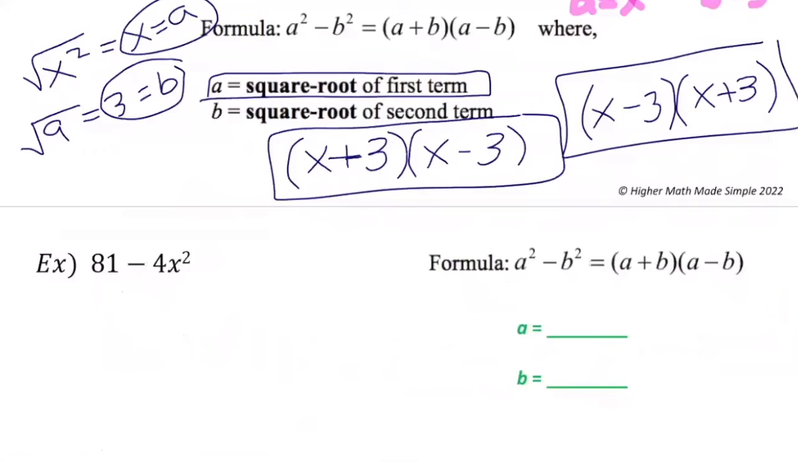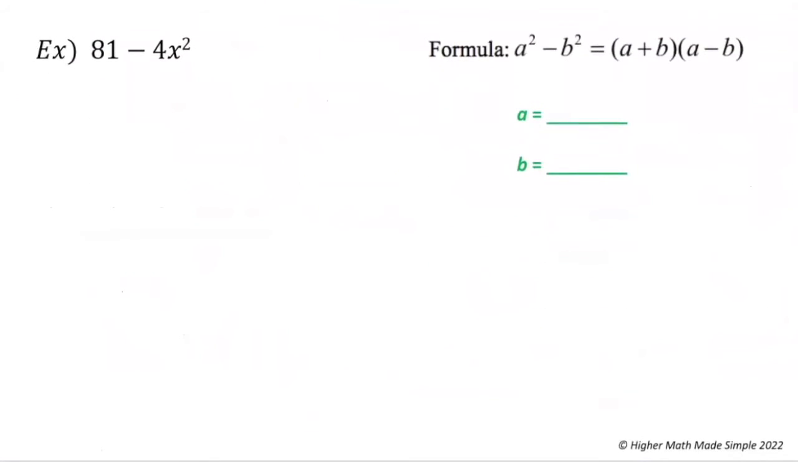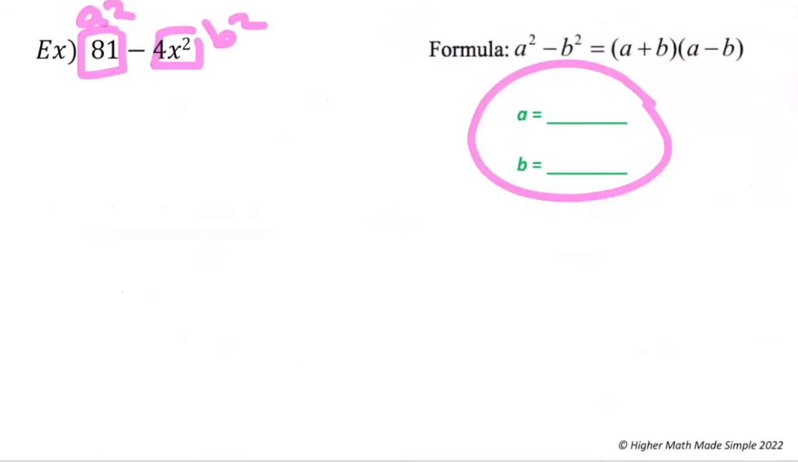So let's go ahead and do a little harder example. We have 81 minus 4x squared. First of all, you need to recognize that this is a difference because you have a subtraction here, but are they perfect squares? This represents the a squared, and this represents the b squared, and we're subtracting them. Notice over here, I set us up with a equals, b equals. It's very important that you do that so that your brain doesn't get lost.